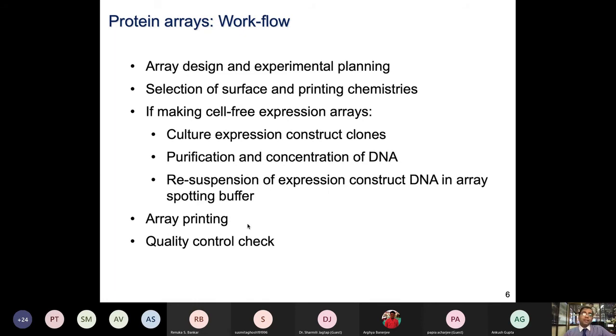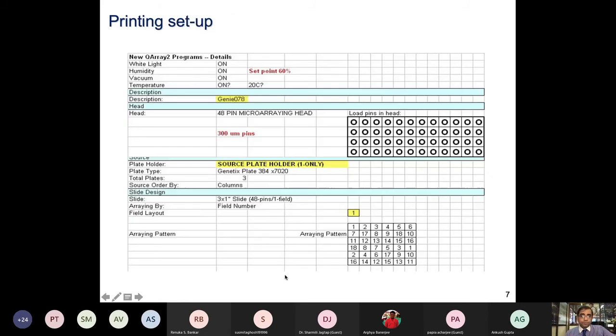And how good your printing has come, and whether you are ready to perform your next set of experiments, comes under the quality control check. So all of these are important considerations, and I'll just give you some glimpses of the process so that you are aware of how things actually work. Now let's say you want to print a small array yourself, and I'll show you, maybe in a hands-on post-lunch session, how some of these arrays can be printed. There are some printing heads in which pins are used to print these arrays.